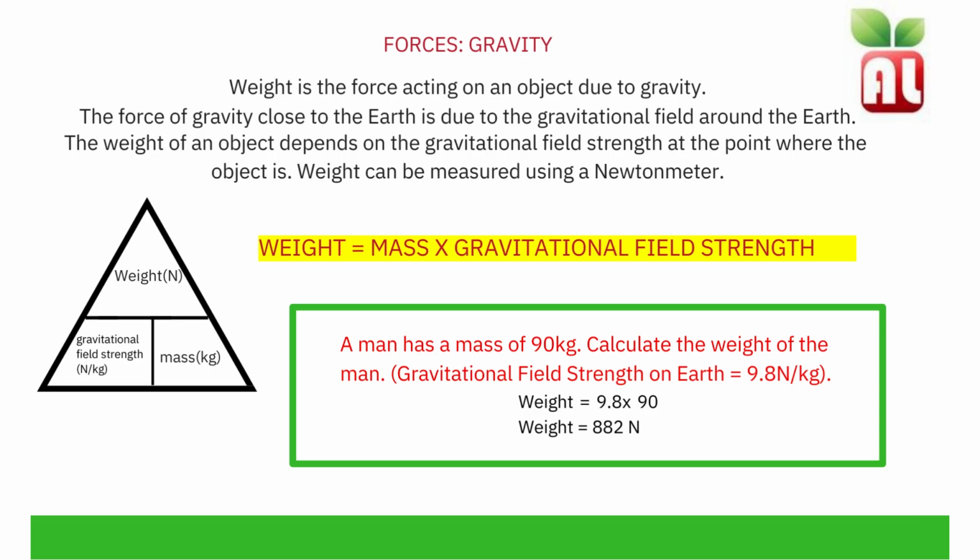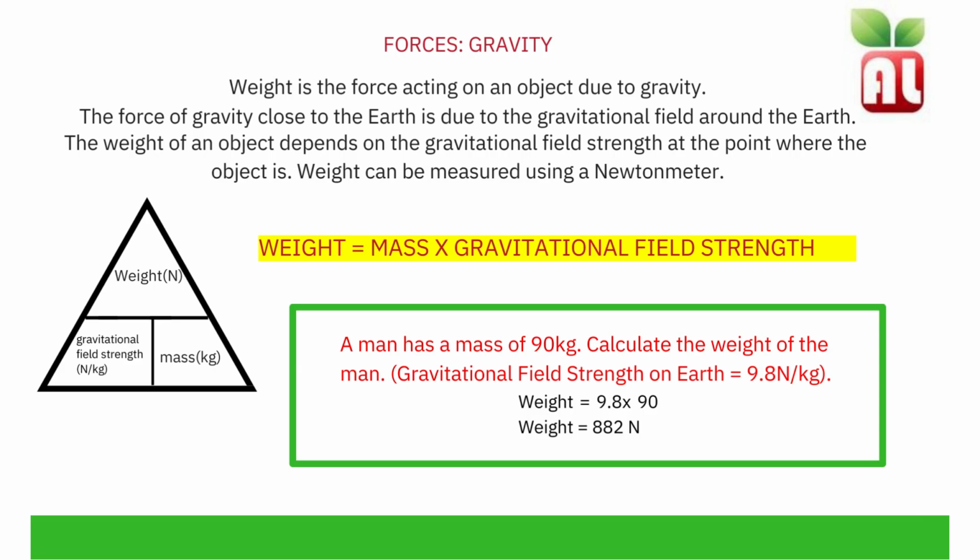The force of gravity close to the Earth is due to the gravitational field strength around the Earth. The weight of an object depends on the gravitational field strength at the point where the object is. Weight can be measured using a Newton meter.